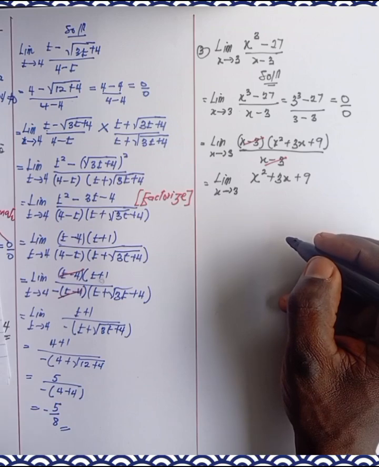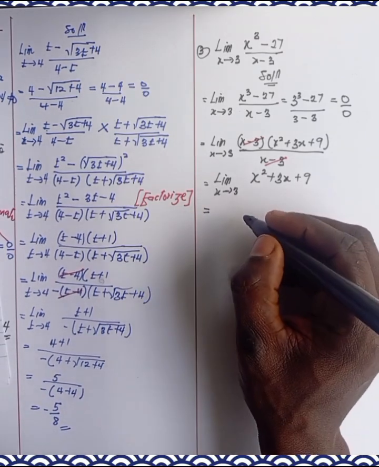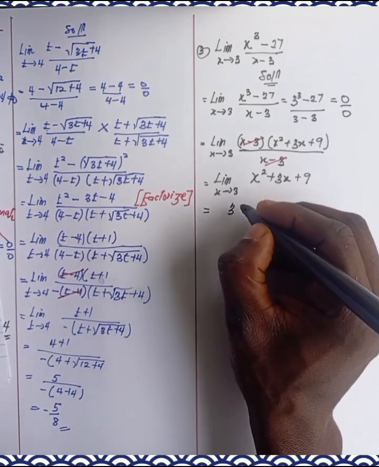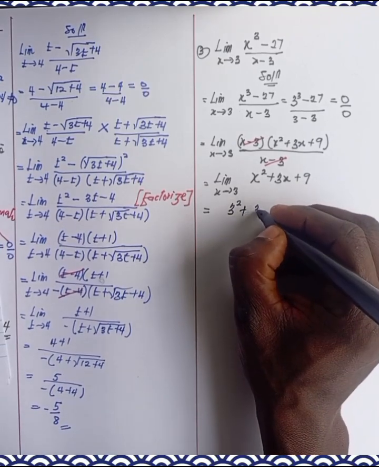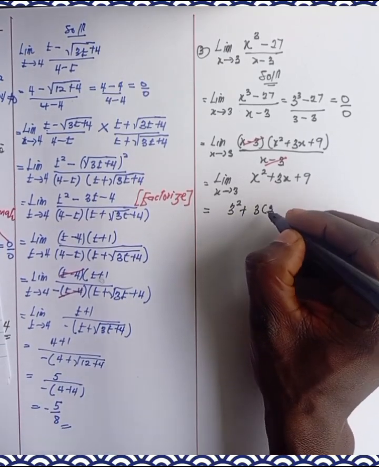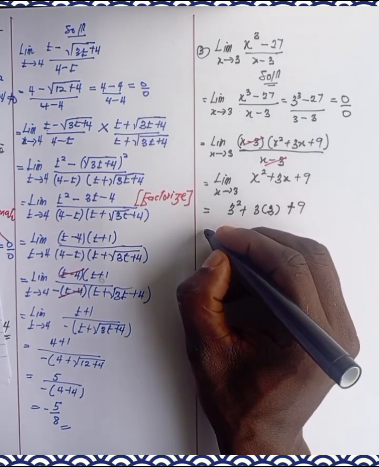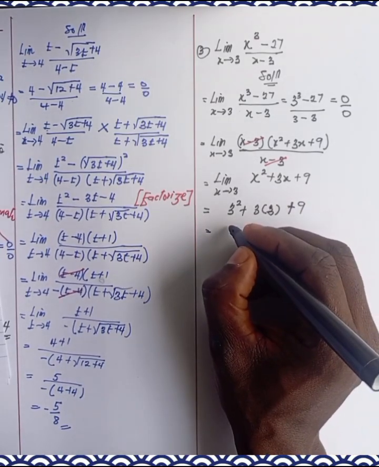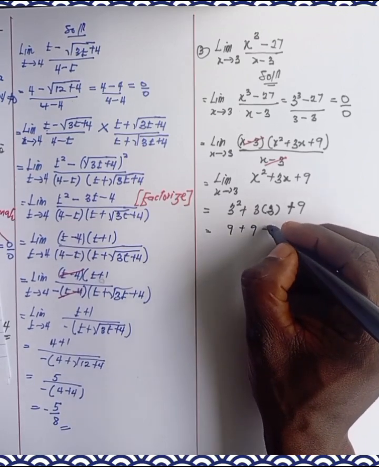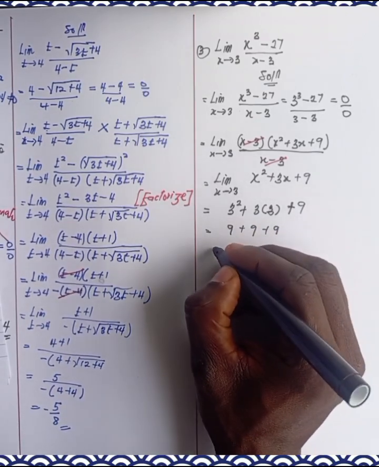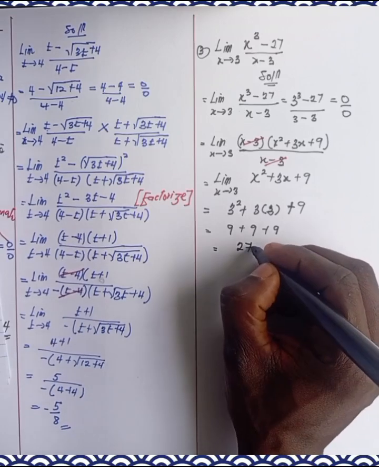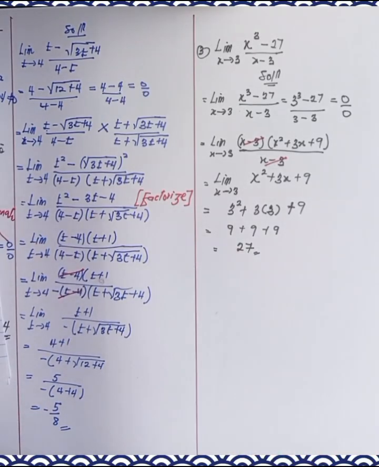So from here we just take the limit and then we are good to go. We have 3 squared plus 3 times 3 and then plus 9. And this is giving us 9 plus 9 plus 9. And finally we are having 27. So the limit of this function is 27.